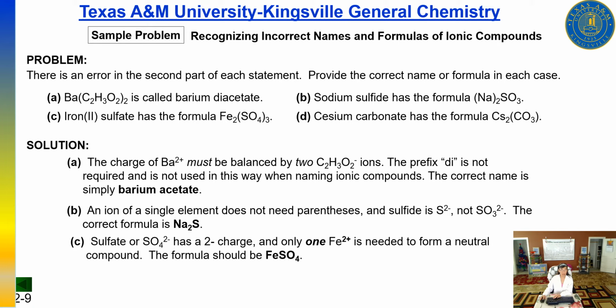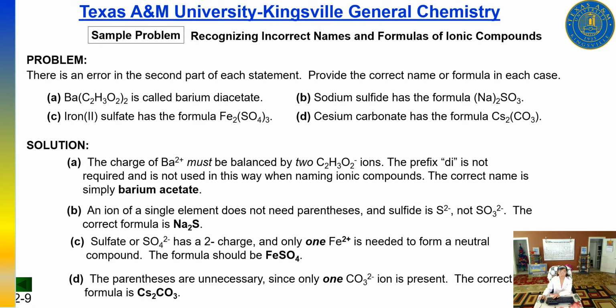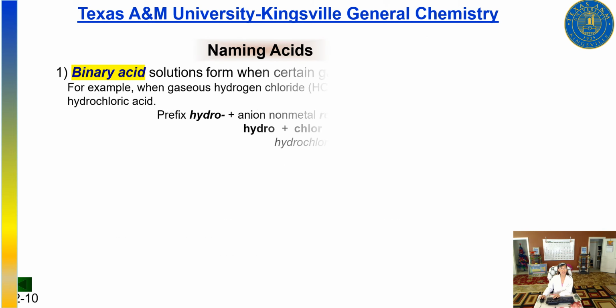Third one, iron(II) sulfate has a formula Fe2SO3. This one is wrong. The reason is iron is 2 plus. Sulfate has a negative 2 in charge. Therefore, 2 positive, 2 negative, you need 1 to 1. The formula for this iron(II) sulfate will be FeSO4. Yes. The very last one, cesium carbonate, has a formula Cs2CO3 in parentheses. This parenthesis, possibly you don't need it. The parentheses are not necessary since only one polyatomic ion is present. The accurate formula will be Cs2CO3. Yes, thank you.